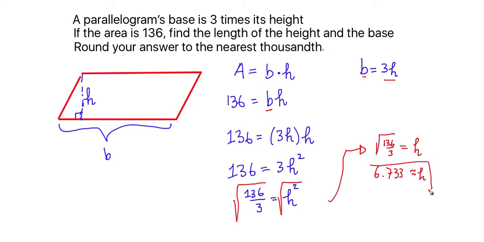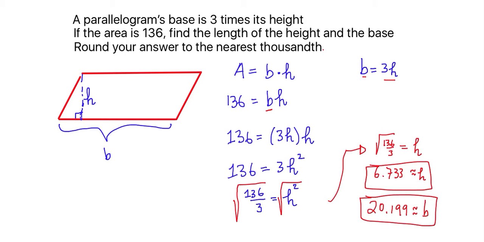And if I multiply that number by 3, I get 20.199. And that will give me the base. So 6.733 is the height, and 20.199 is the base. And there you have it. Another example of using information in the problem to write 2 equations, performing substitution, and then solving for a variable.